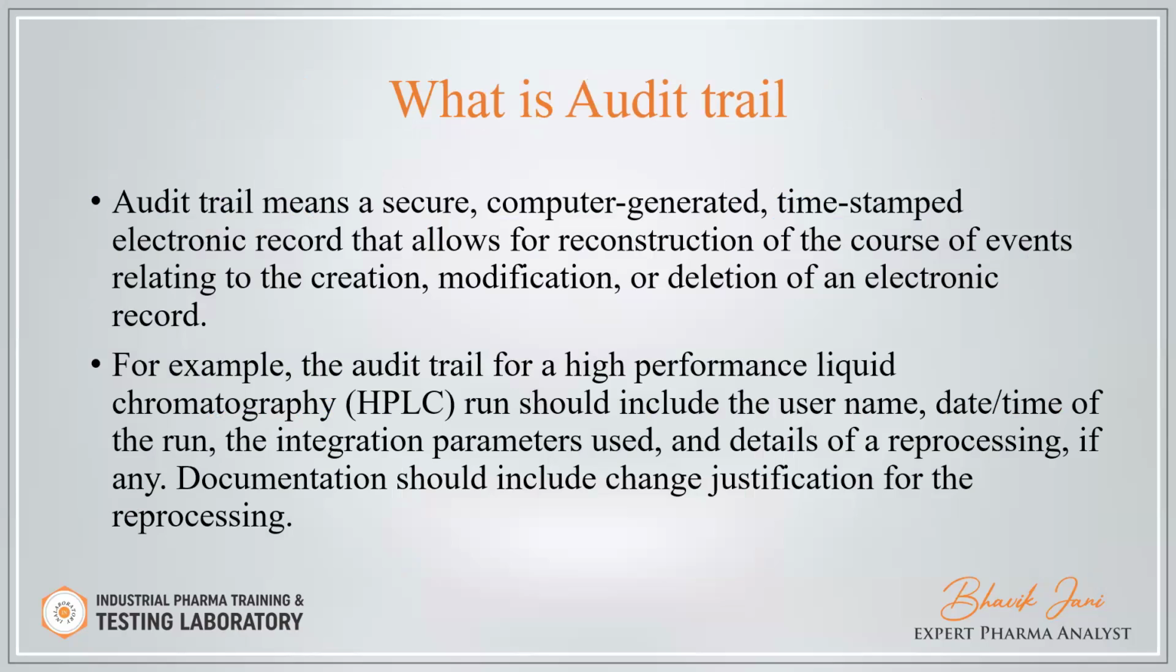Whenever we require to reconstruct all this in the future, the audit trail should give sufficient information: who created the data, who modified the data, who deleted the data, when it was created, modified, deleted, and why it was created, modified, deleted. All the records should be available in an audit trail. For example, the audit trail of an HPLC run should include the username, date and time of the run, the integration parameters used, and details of the reprocessing, if any. Documentation should include the change justification for the reprocessing.